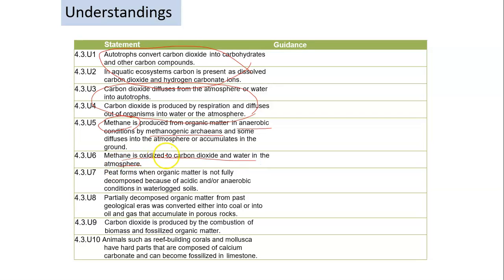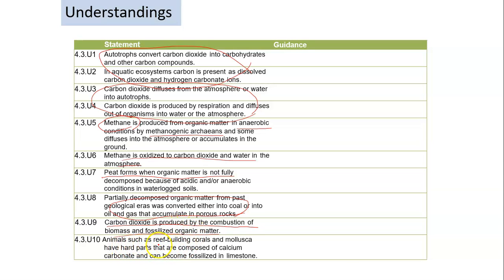Another part that you will learn in this carbon cycling is peat formation. You will see the diagram of how peat is formed, and how partially decomposed organic matter from past geological eras is converted either to coal or to oil and gas. Oil and gas production is another part that you will learn. And also you will see how carbon dioxide is produced by the combustion of biomass and fossil fuels. This is what human beings are doing right now, producing a huge amount of carbon dioxide into the atmosphere.